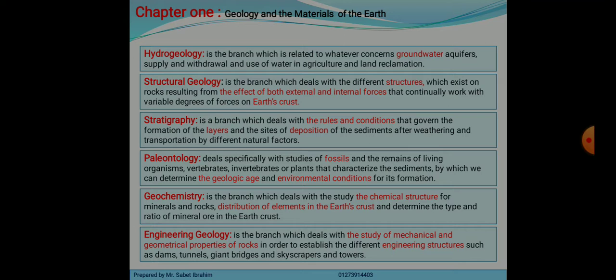Engineering geology. It is a branch which deals with the study of mechanical and geometrical properties of rocks in order to establish different engineering structures such as dams, tunnels, giant bridges, and skyscrapers and towers. So engineering geology deals with the study of mechanical and geometrical properties of rocks to build engineering structures.